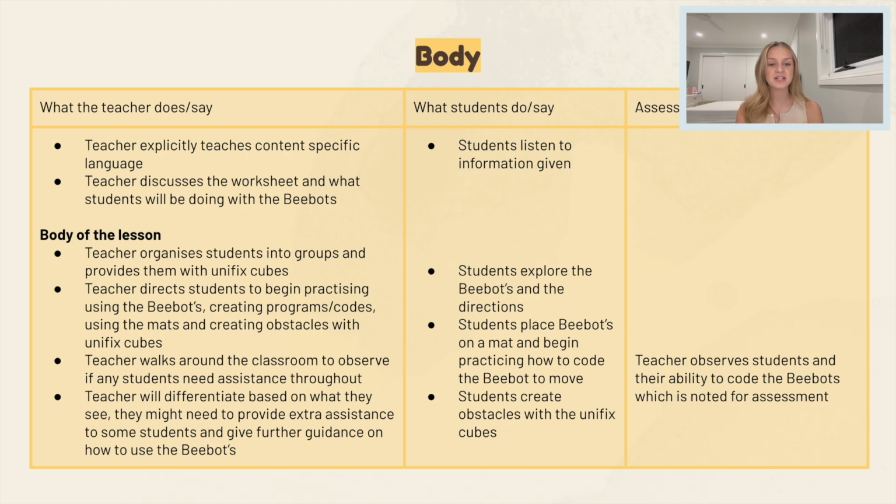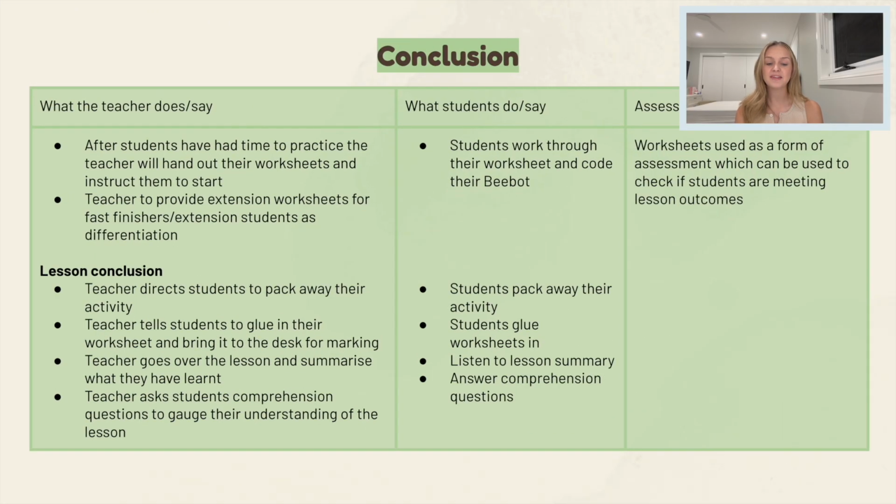During this time, the teacher would walk around ensuring that students are on task and assist students when they are struggling. The teacher would differentiate throughout the activity, particularly assisting students at the remedial level with further guidance on creating the algorithm and getting the B-bots to their intended positions. After students have had time to practice with the B-bots, students can then work through the worksheet which was previously explained in the lesson introduction. The teacher would also provide extension worksheets to extension students as differentiation.